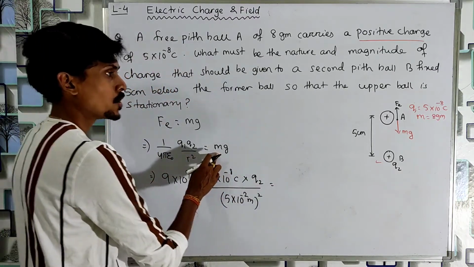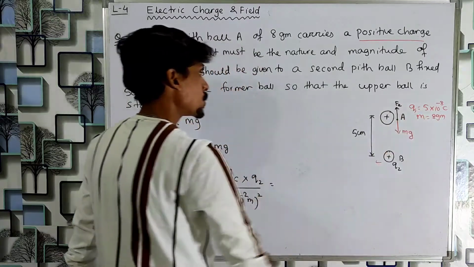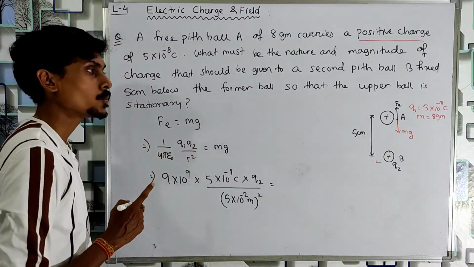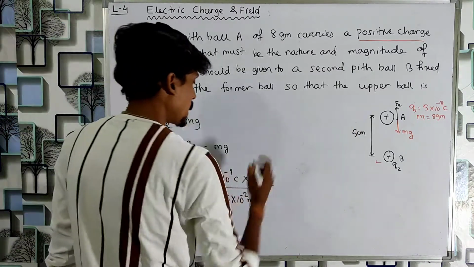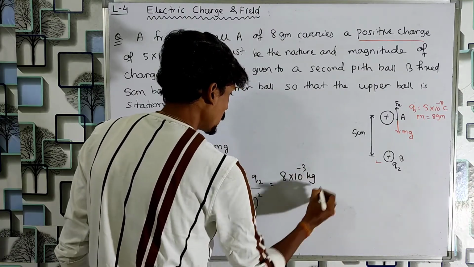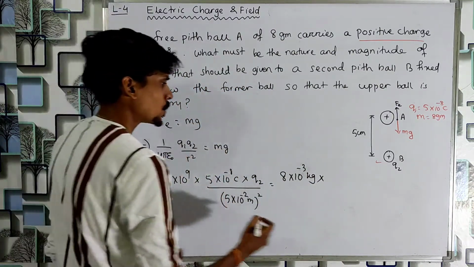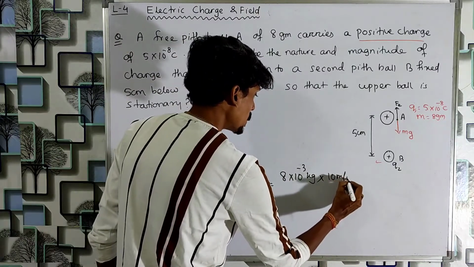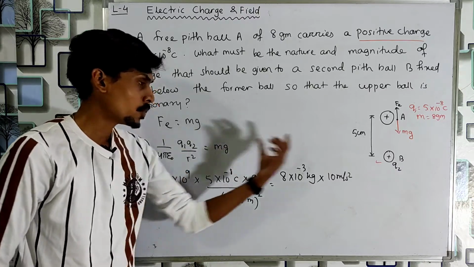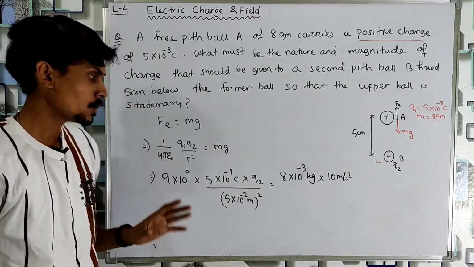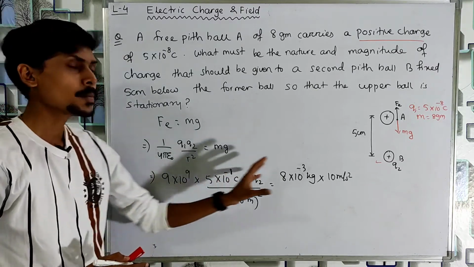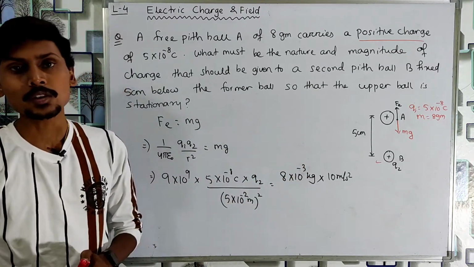What is m? Mass is given as 8 gram. Again this is in CGS system. We have to convert it to SI. So 1 gram is equal to 10 to the power minus 3 kg. So the mass 8 gram means 8 into 10 to the power minus 3 kg, into g. Let us put g equal to 10 meter per second square. Is that clear? So from this formula you can easily calculate q2. Is that okay? The remaining calculation part you can solve on your own. So this is the method in which you can solve this question.